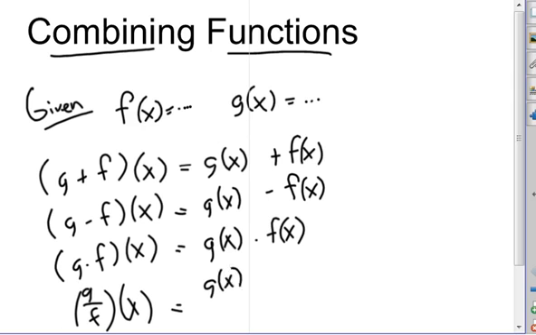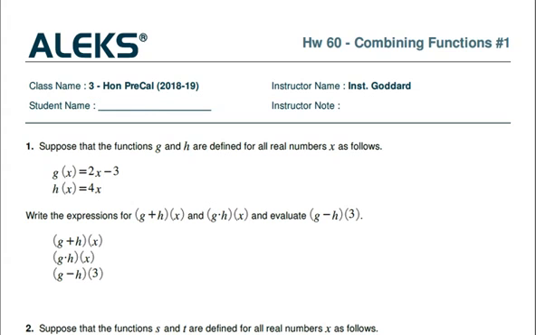We're even going to see some division, g divided by f of x, and what that's going to mean is g of x divided by f of x, provided that f of x does not equal 0. And I put this slash one way or the other. There's a proper way, but let's go and look at some problems here.